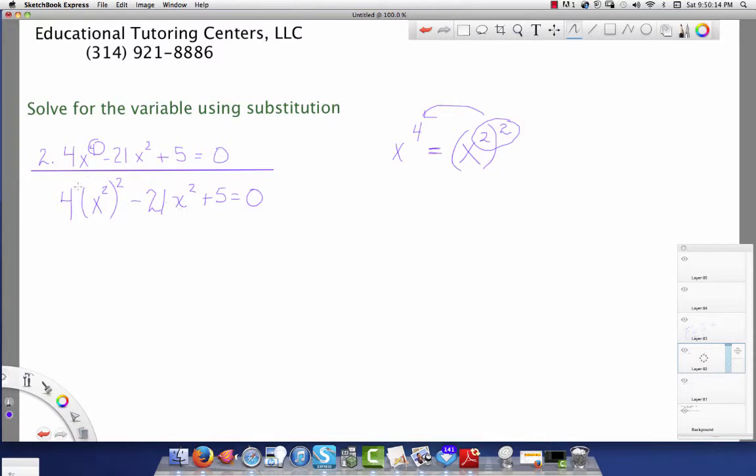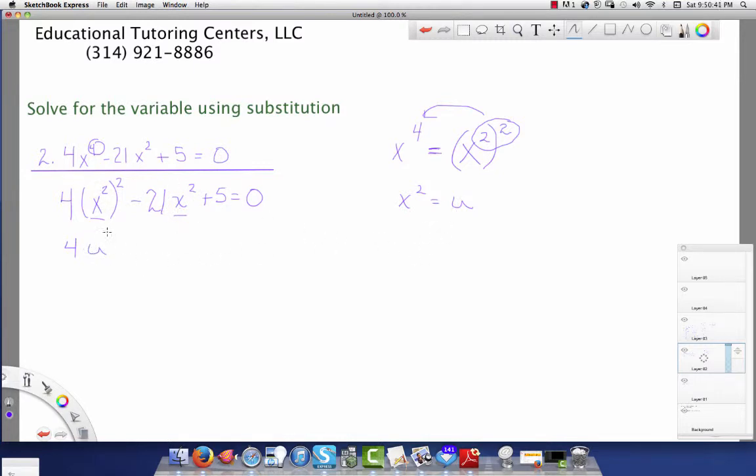Okay, now I can do my substitution. I have an x squared and an x squared, so I can pull those out and then get an expression or equation that's something that I'm familiar with. So we're going to say that x squared is our u. So here, when I do my u substitution, I'm going to replace my x squared terms with the letter u.